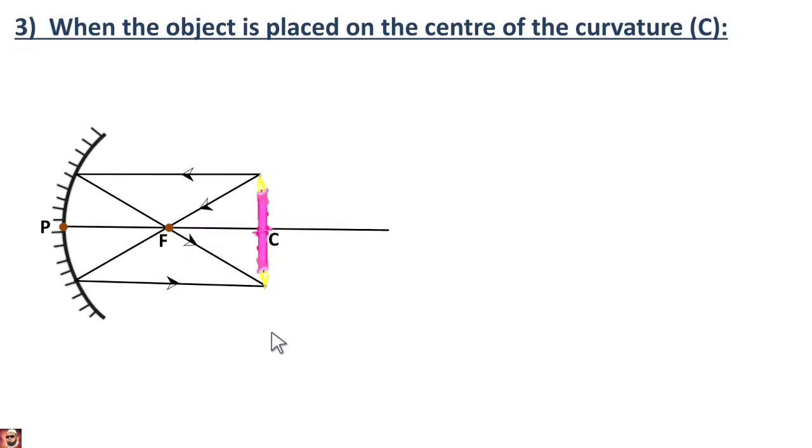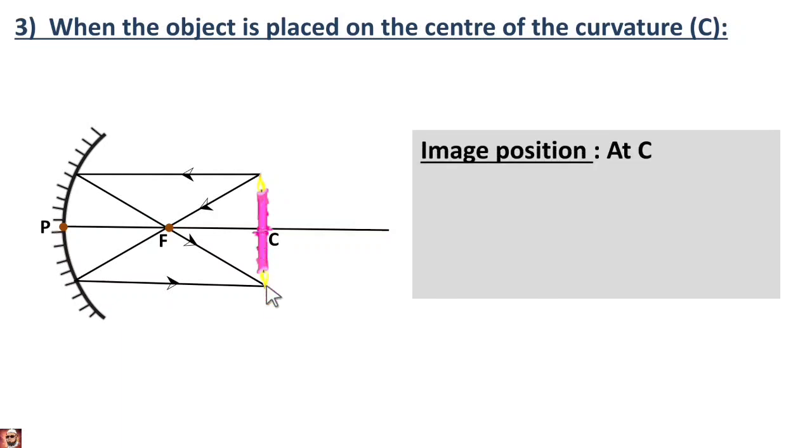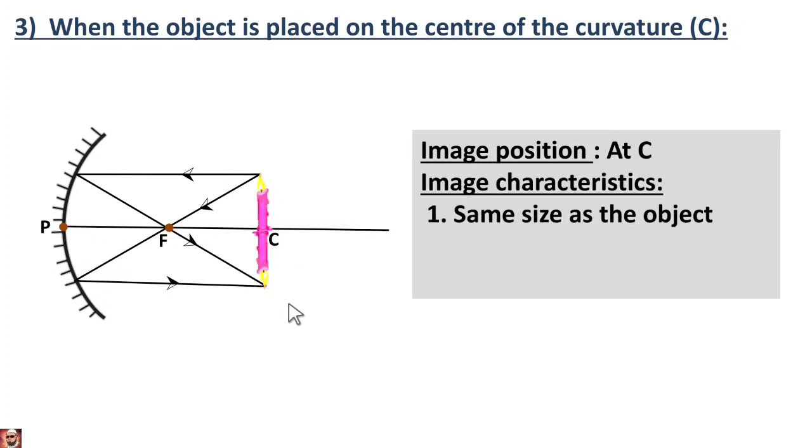Now let's see what is the position of the image. Image position is at C. It means the image is forming on the center of curvature itself. So the characteristics of the image: the image is the same size as the object. It means no change in the size. It is an inverted image and it is forming outside here. So that's why we are calling it a real image.